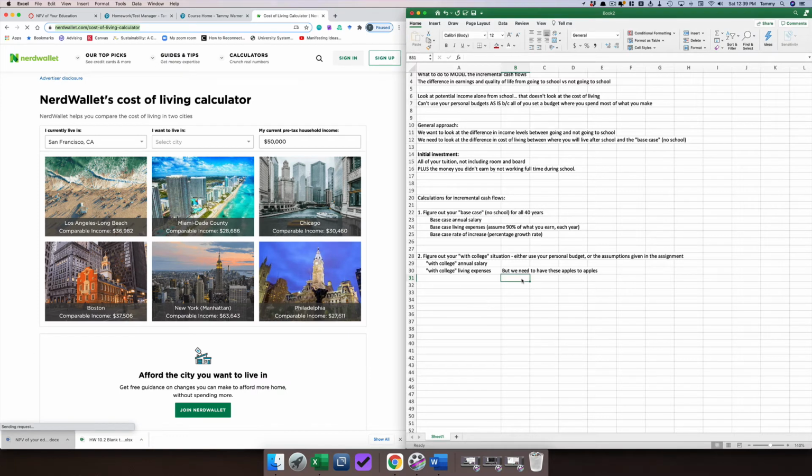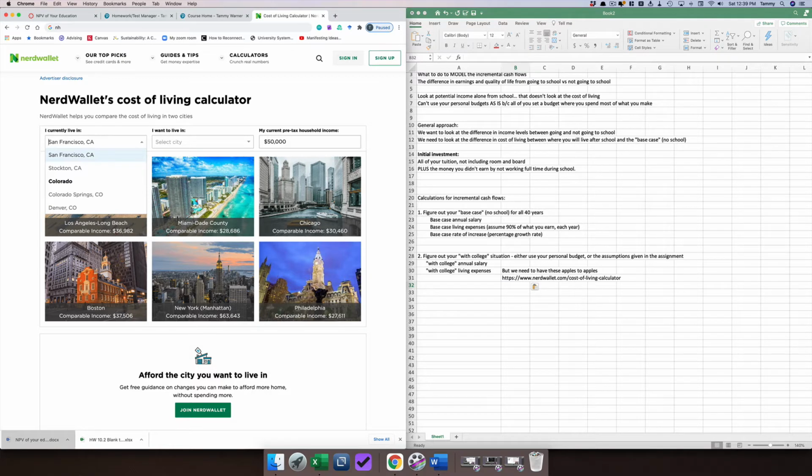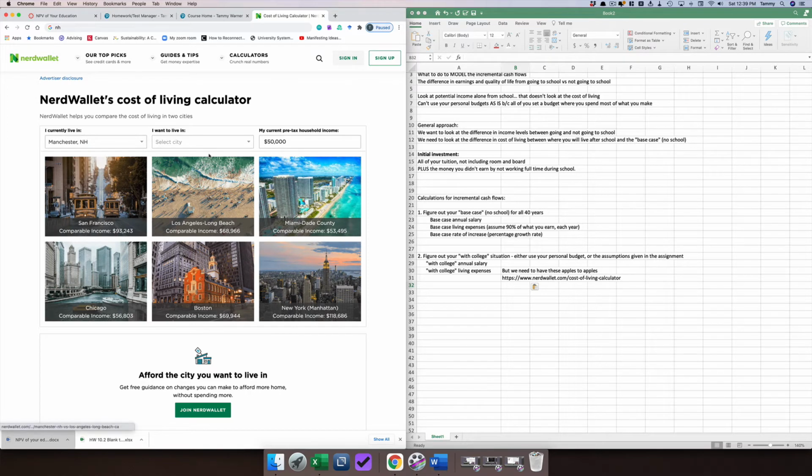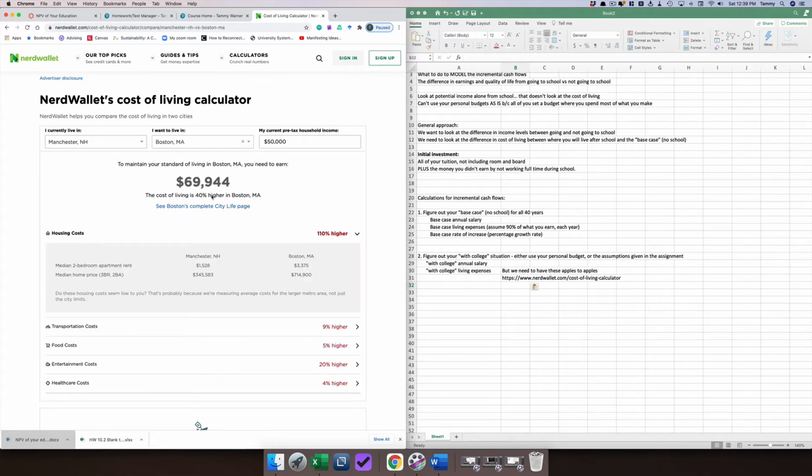Okay, if you go to nerdwallet.com to the cost of living calculator. See that over here? Okay, what this will do is it'll allow you to look at the difference in the cost of living between various cities, right? So in New Hampshire, the only city that they've got is Manchester. So we'll take Manchester, and if we want to move to Boston, right, you see down here that the cost of living is 40% higher in Boston than it is in Manchester, in New Hampshire.